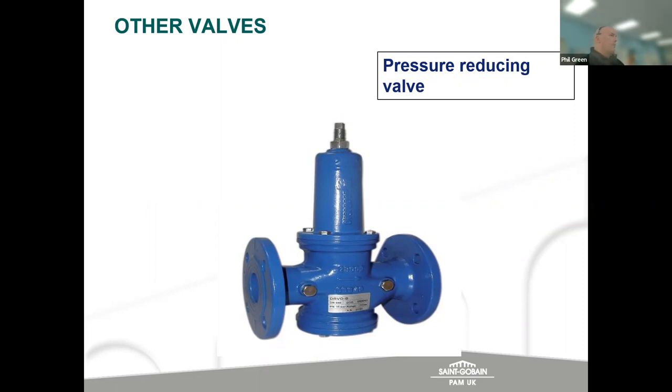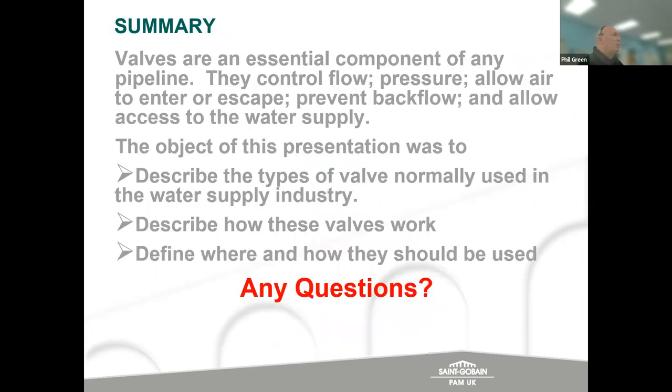So that was a very quick whistle-stop tour through valves, but hopefully it illustrates that they're an essential component of any pipeline. They control flow, they control pressure, they allow air to escape or enter a pipeline, they prevent backflow that might damage equipment, and they allow access to water supply on a pipeline network. So hopefully the object of this presentation was to describe the types of valve normally used, describe how these valves work, and to define where and how they should be used. So that's it for today.